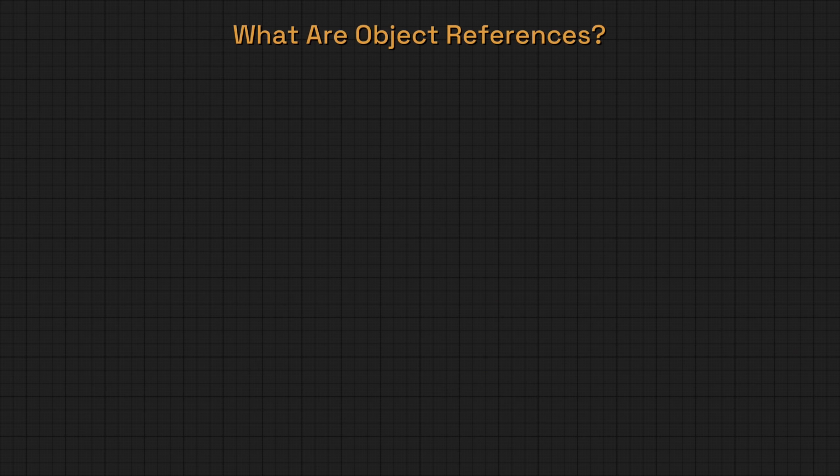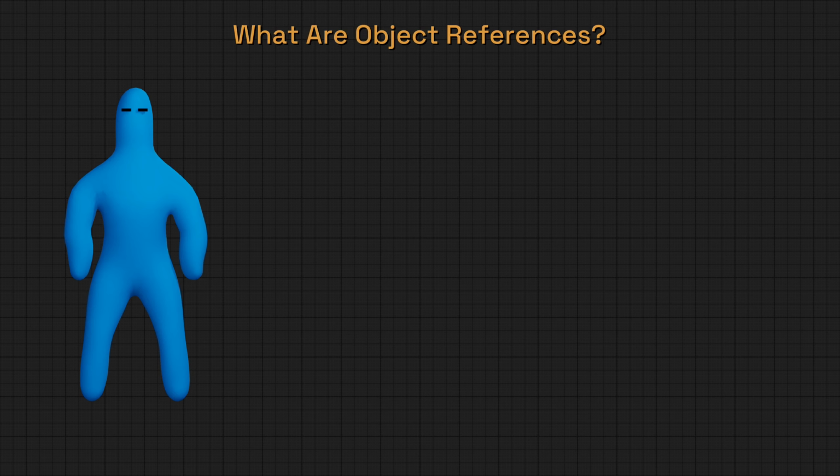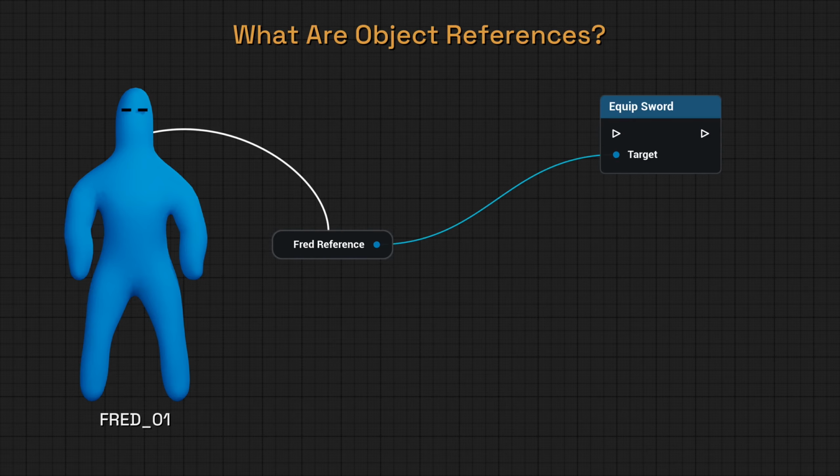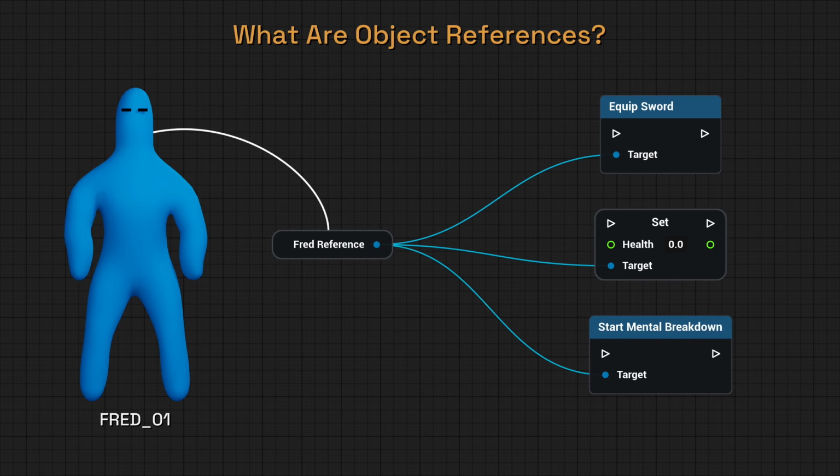So what exactly is an object reference? Well, when we have some object in the level, in our case Fred 1, we can get a reference that points to him. Once we have that reference, we can do whatever we want to that particular instance of Fred. We can give him a sword, change variables like health, or just call some random function, and those actions only apply to that instance of Fred.